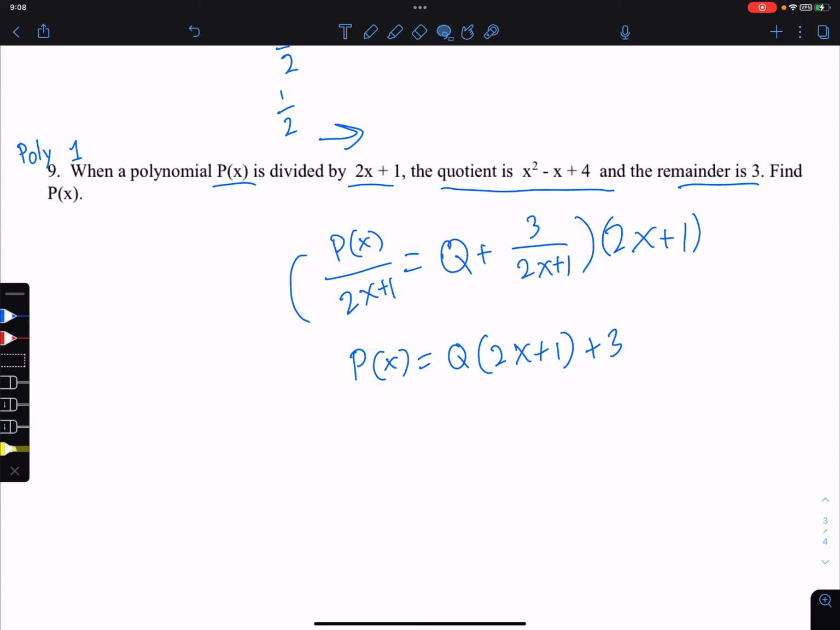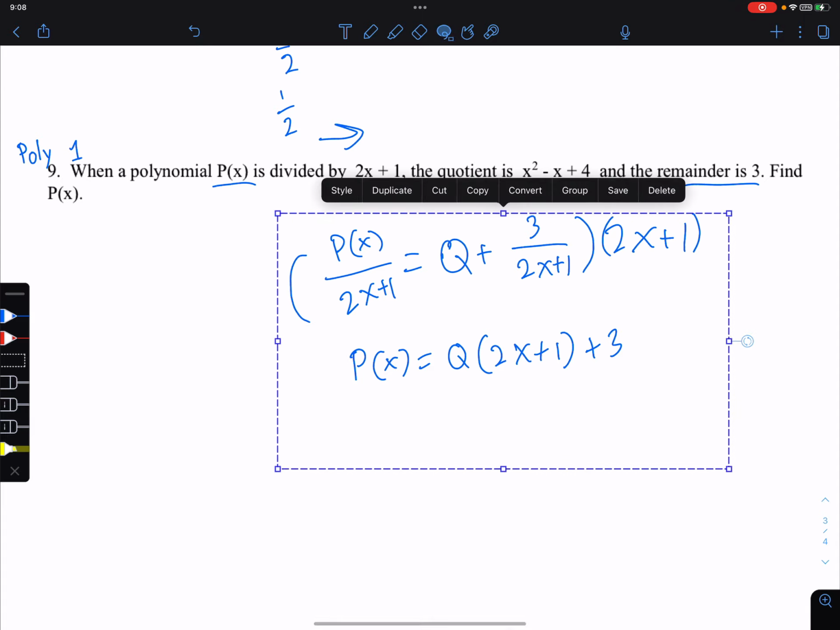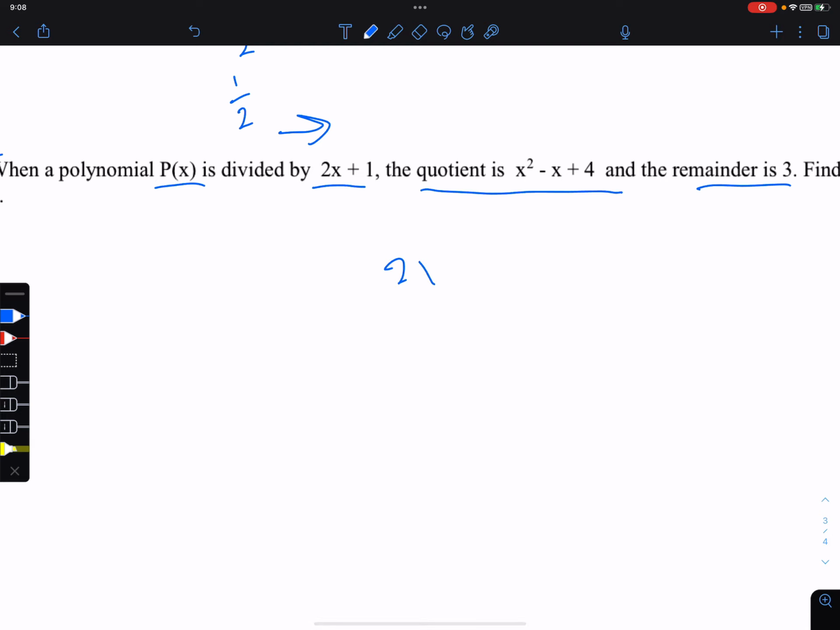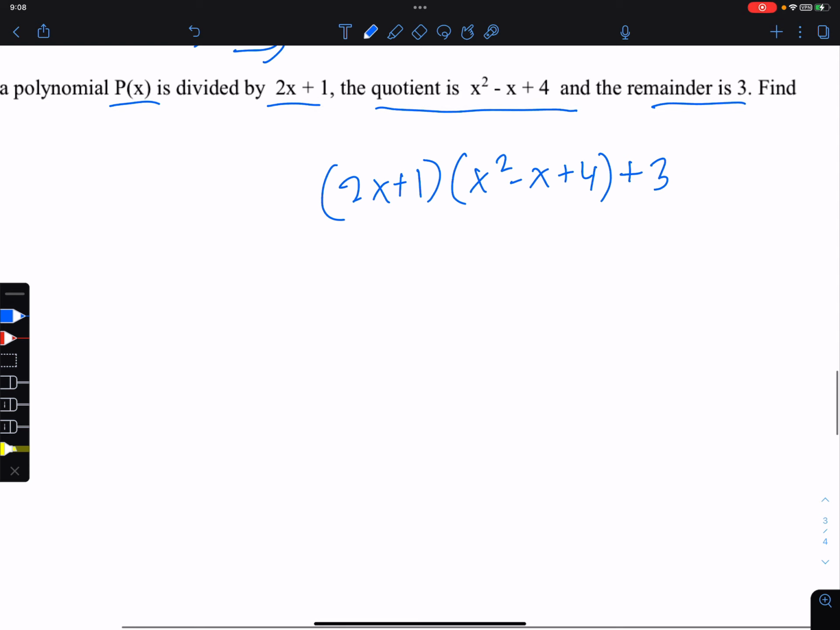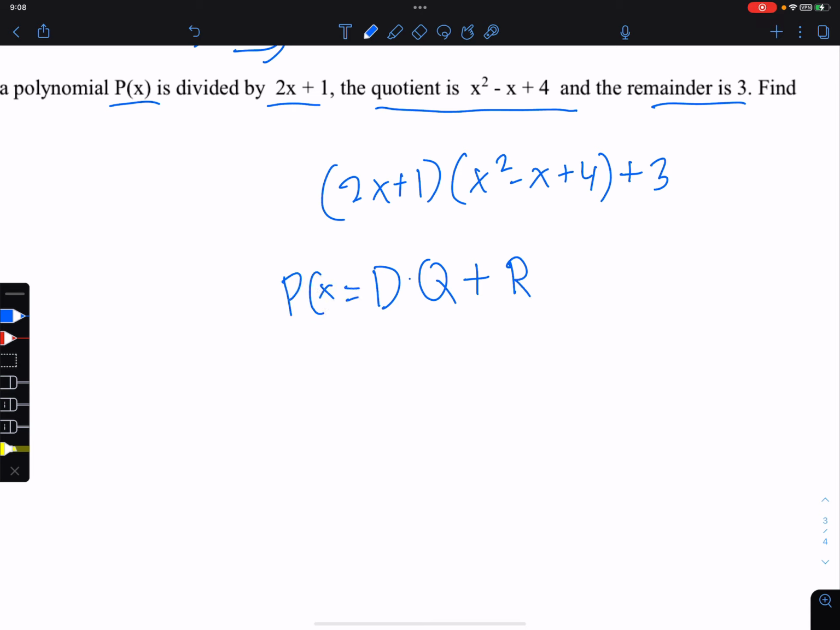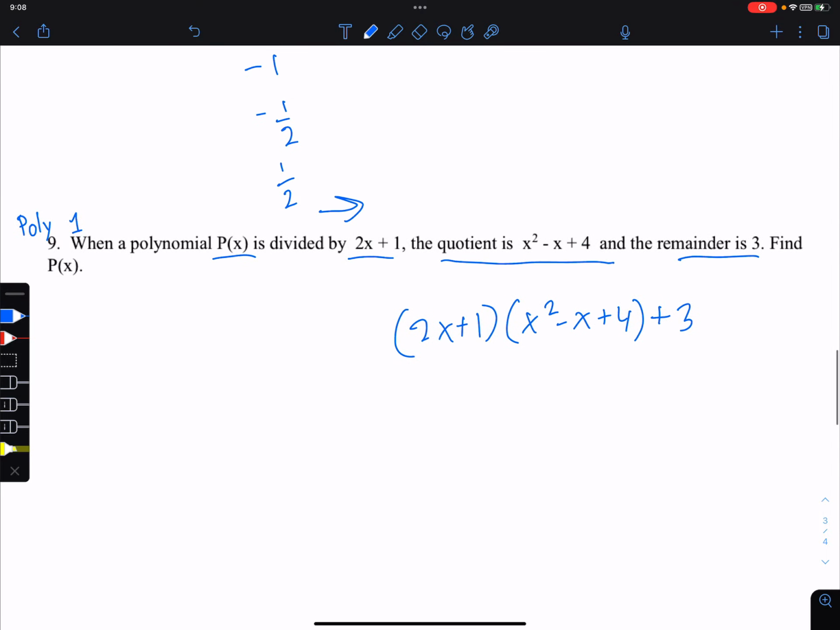Now that's the proof on why. To set up this problem, you just do 2x plus 1 times the quotient, and then plus the remainder. It goes like this: divisor times quotient plus remainder is equal to p of x. So just do this times this, plus this, and that's all you have to do. Okay, that's basically it.